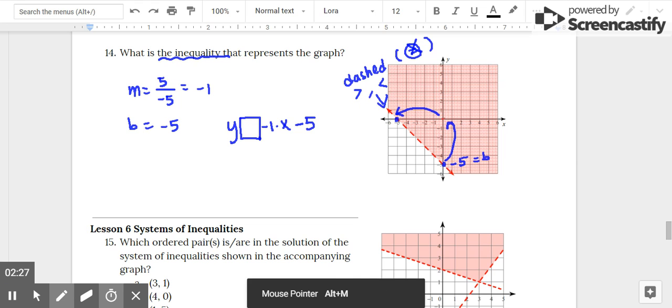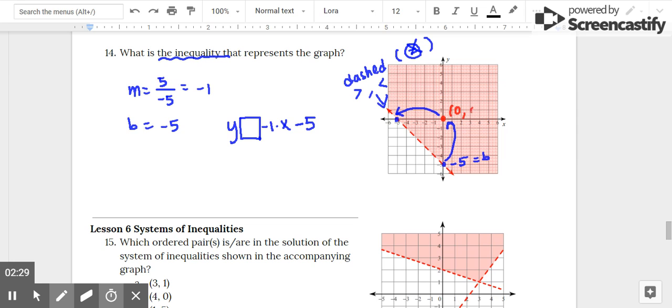And as you see, the testing point is in the solution set. You better choose a testing point in the solution set. So I'm going to put (0, 0), and the inequality should be true. So I'm going to plug in 0 and 0. So it's going to be 0, and negative 1 times 0 is 0. So it's negative 5. So the inequality symbol should be this way, because 0 is greater than negative 5. So y is greater than negative x minus 5. This is the answer.